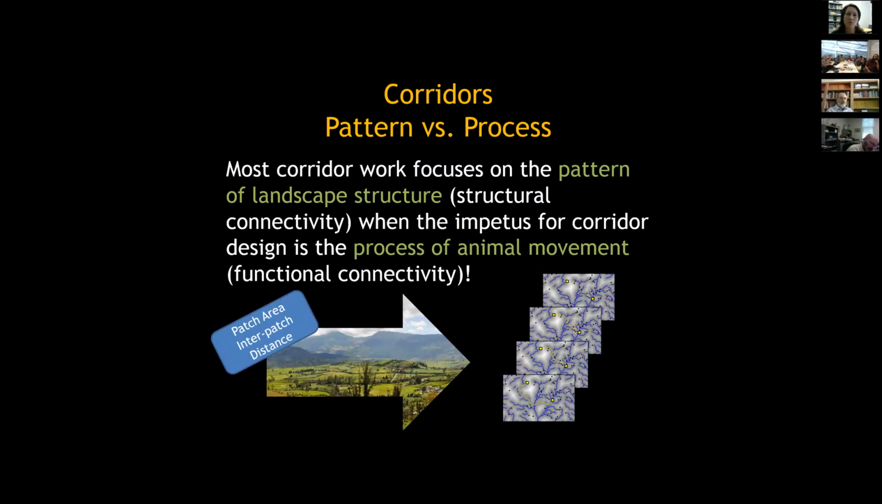Most of the corridor work is focused largely on the pattern of landscape structure, that is the structural connectivity: how much suitable habitat is there, what's the interpatch distance, and things that we can actually measure from the landscape. But the impetus for corridor design is really the process of animal movement. That's really what we're concerned about, how individuals can move across the landscape. So really we should be focused on aspects of functional connectivity, how the individual is responding to the landscape structure and is able to move about in a landscape.